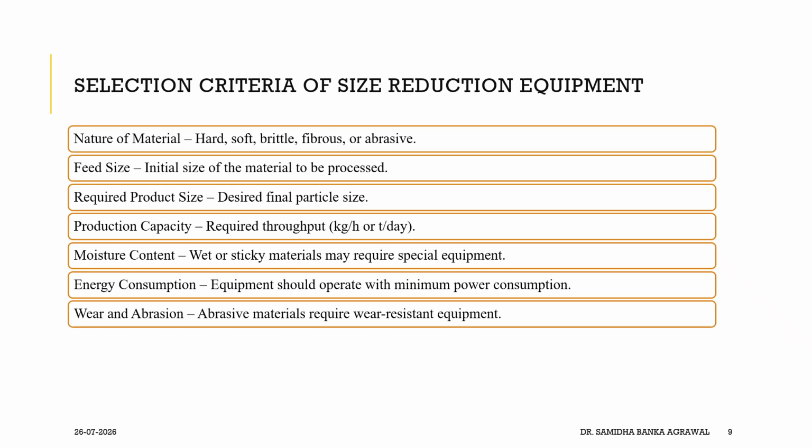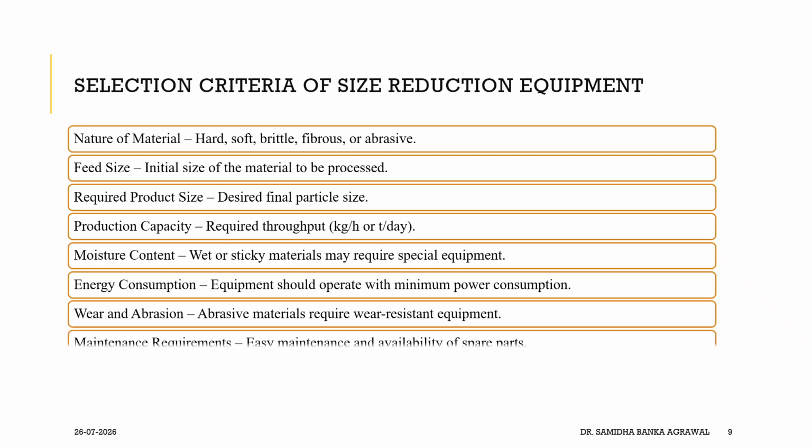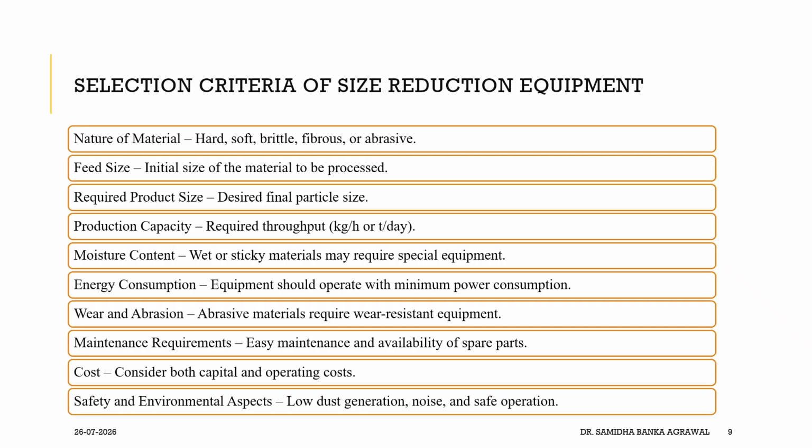Then we look for wear and abrasion, that our equipment should be resistant to wear and abrasion because of the material crushing. One is maintenance requirement, that is easy maintenance and availability of spare parts along with cost and safety considerations. For example, a jaw crusher is generally used for coarse crushing of limestone, while a ball mill is used for producing fine cement powder.